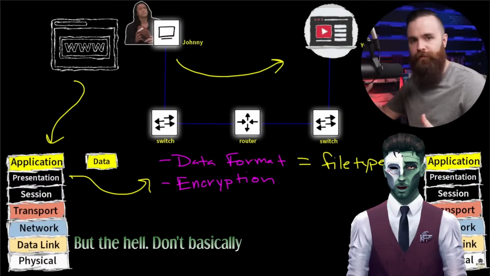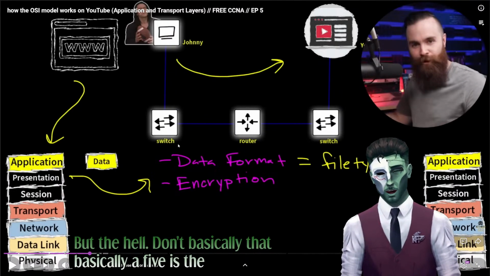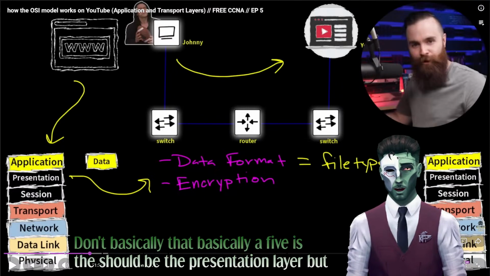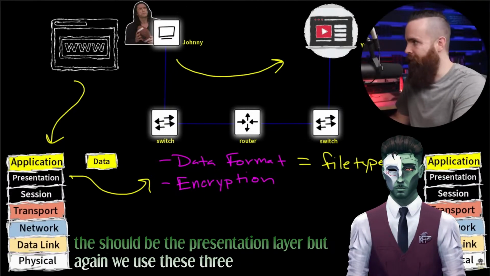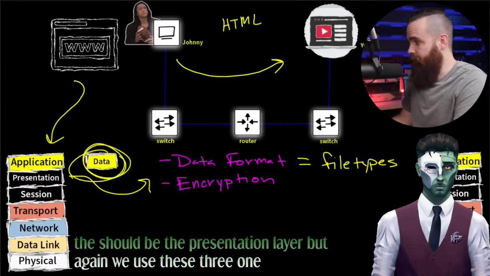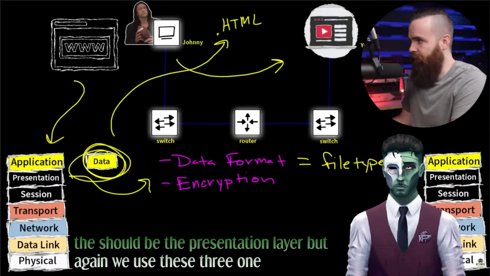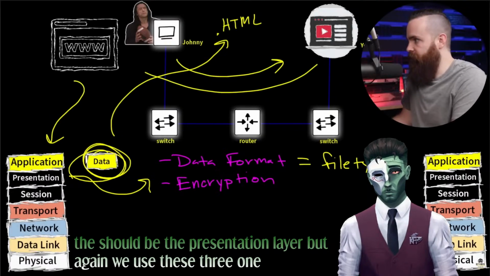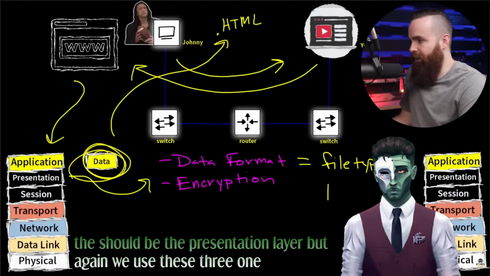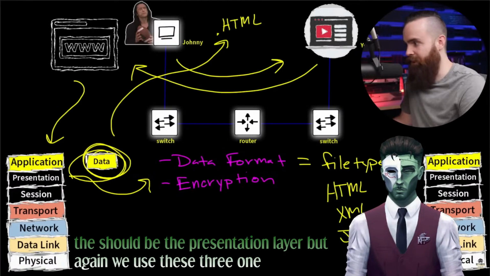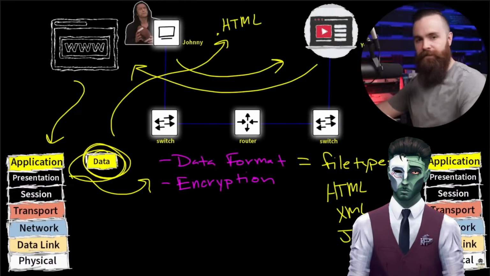Basically, a file type is the presentation layer, but again, we use these all the time. HTML. The presentation layer would take our data and put it in a format that we all pretty much understand. Put that to a .html file. And when YouTube does send me a .html file, it knows how to open that. That's what the presentation layer does. So HTML, XML, JPG, an image data format. That's what the presentation layer does.